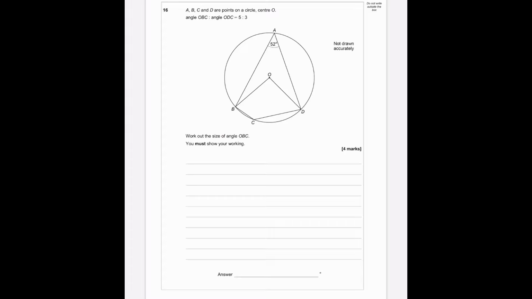Alright, question 16. We want angle OBC. It tells us that angle OBC to ODC is 5 to 3. I'll park that bit of information for now and work some other bits out. BOD, well, that's going to be twice the angle at the edge, so 104. BCD is going to be 128 because of opposite angles in a cyclic quadrilateral. That actually gives me 2 out of the 4 angles in the bottom quadrilateral. So if I subtract 104 plus 128 from 360, it gives me what the remaining 2 angles must add up to, and they must add up to 128.